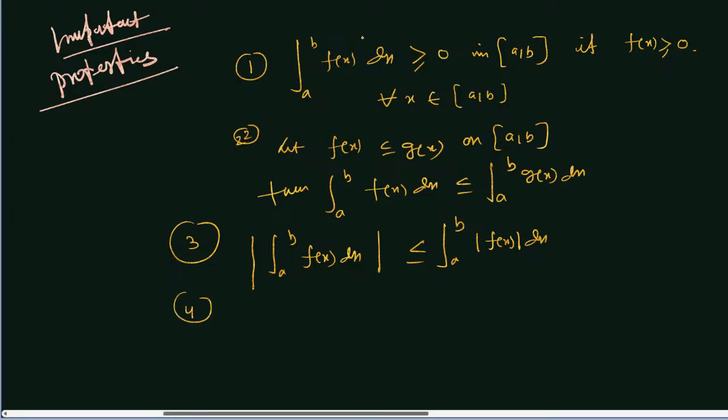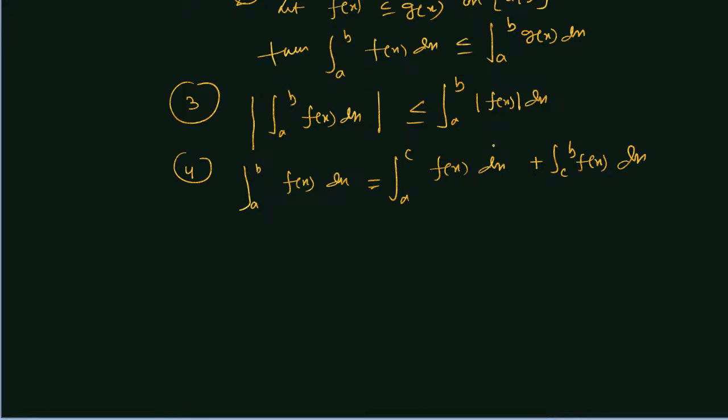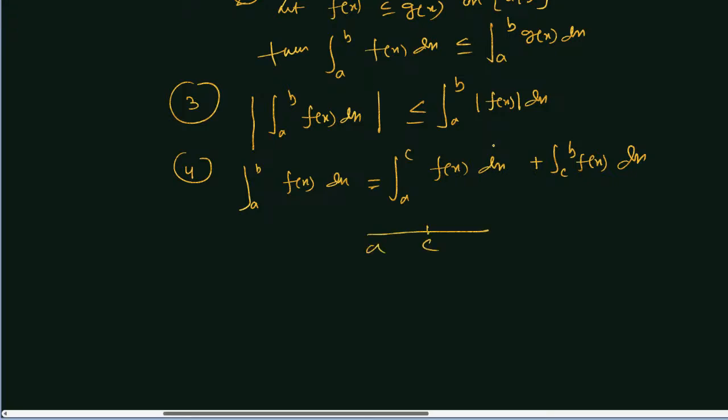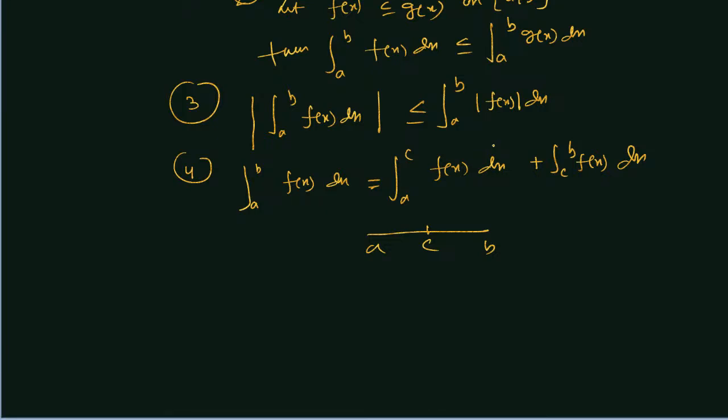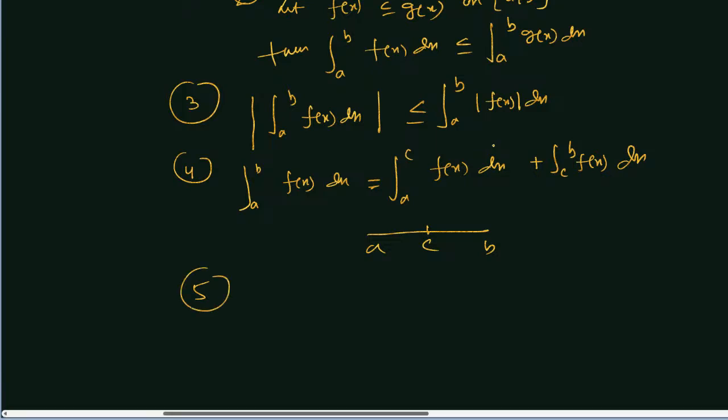Then number 4, this you have done before, I just remind you. Integral a to b f(x) dx, because many sums will be based on this concept, equals integral a to c f(x) dx plus integral c to b f(x) dx. As definite integration is sum only, that's why if a point c lies in between, then it is valid. Even if c is outside, then also it will be valid. Remember. Okay, this property you have studied before.